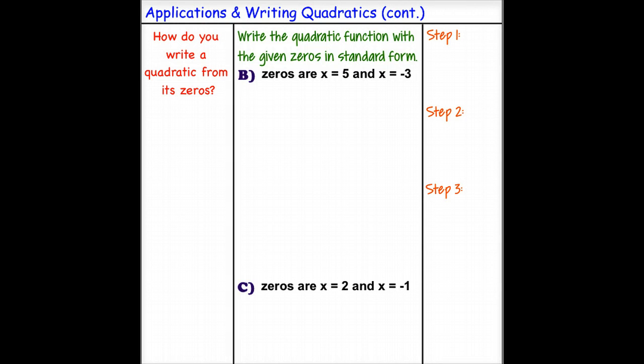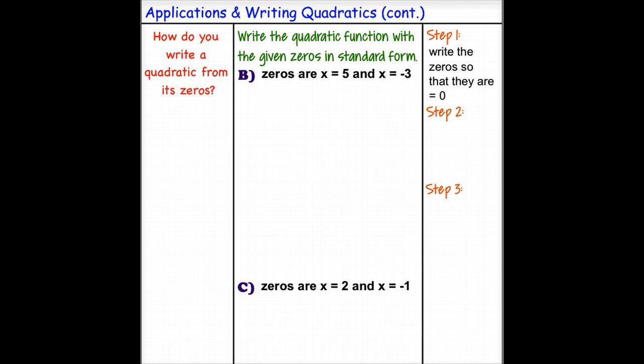Our second part of our lesson deals with being able to write the quadratic function in standard form if we are given the zeros. So our first step in this process is going to be to write the zeros so they are equal to 0. And so that simply means rewriting.